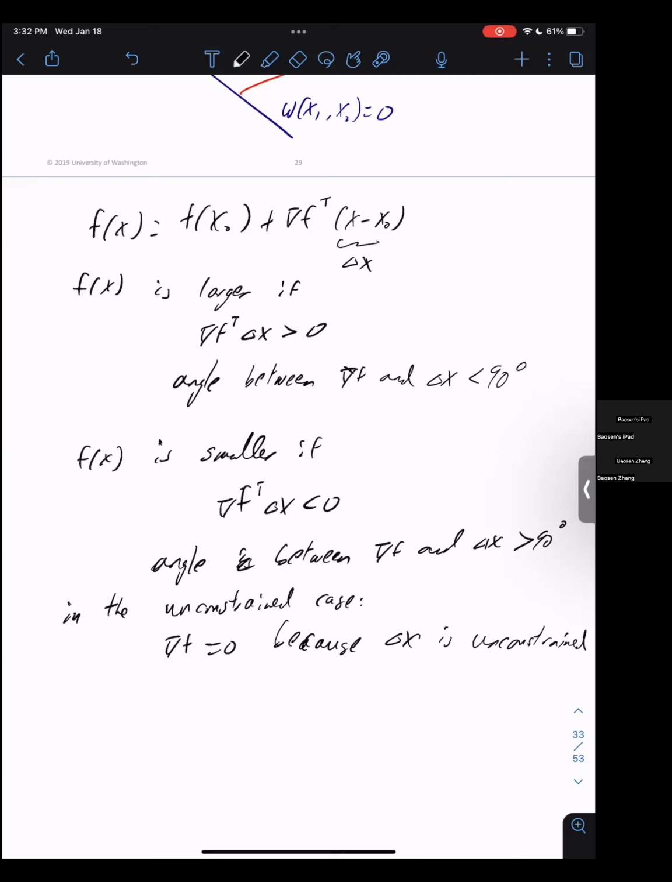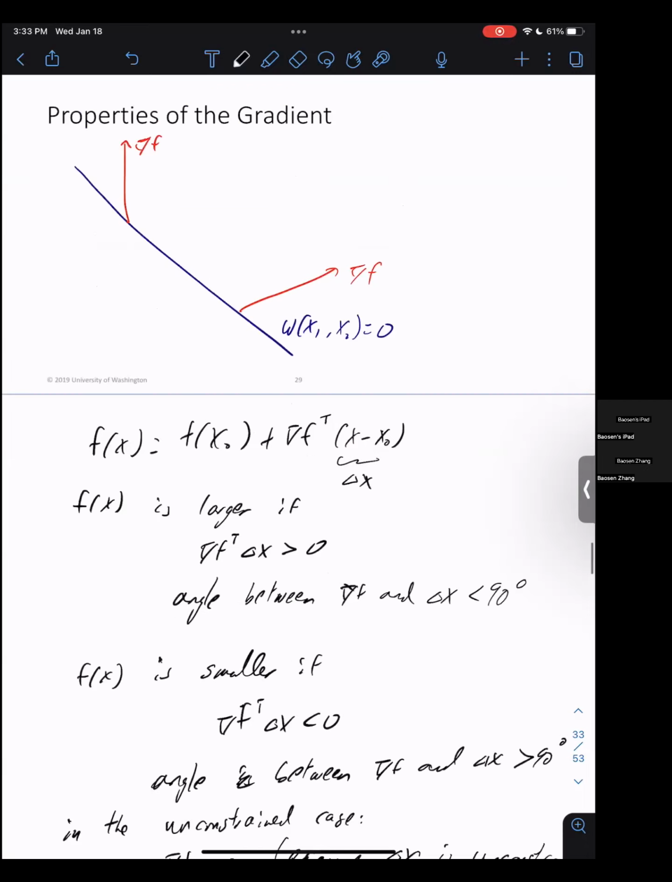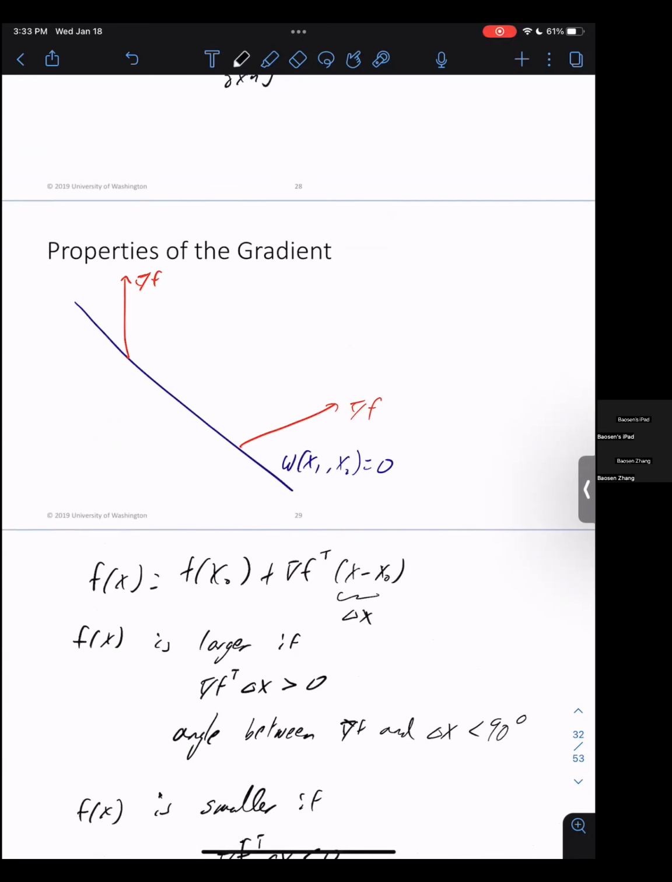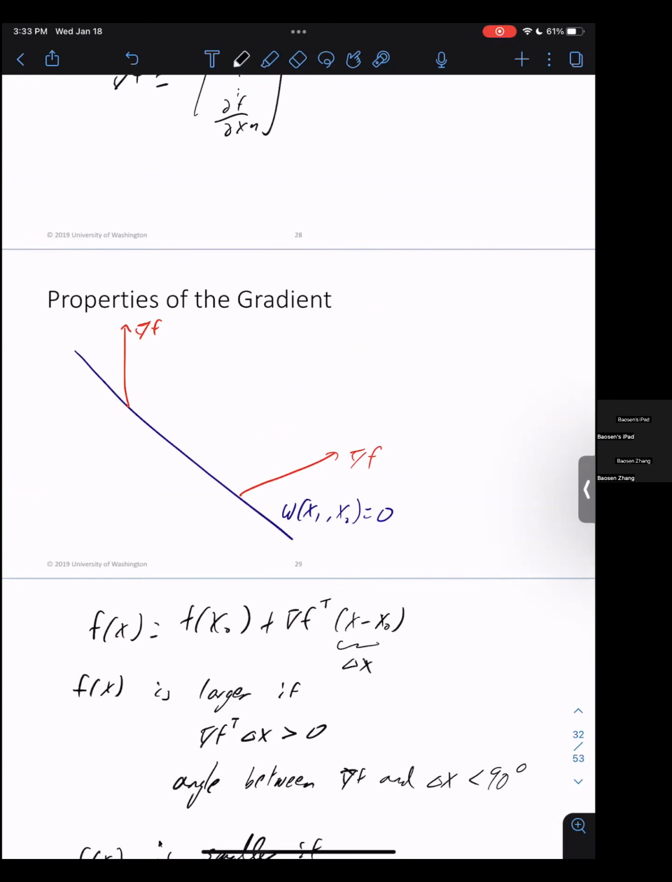So in the constrained case, this inner product has to be 0 for you to be at the optimum. We're no longer looking at the gradient itself. If you look at this picture, if the gradient points that way, can I decrease functional value? Of course, I can go in this direction. I'm going anti-aligned with the gradient. My angle is more than 90 degrees. That's sufficient, so I can decrease the functional value.